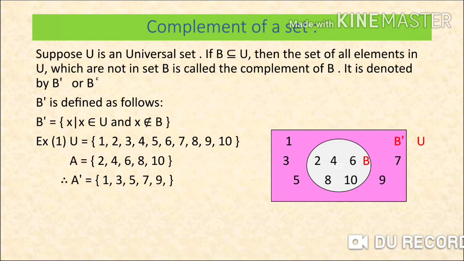By Venn diagram, we can show it like this. Universal set is shown by a rectangle. Set B is shown by a circle, and the shaded region, the pink region, is B complement.